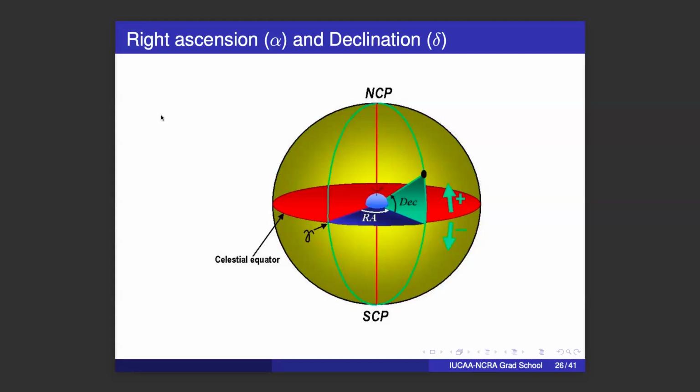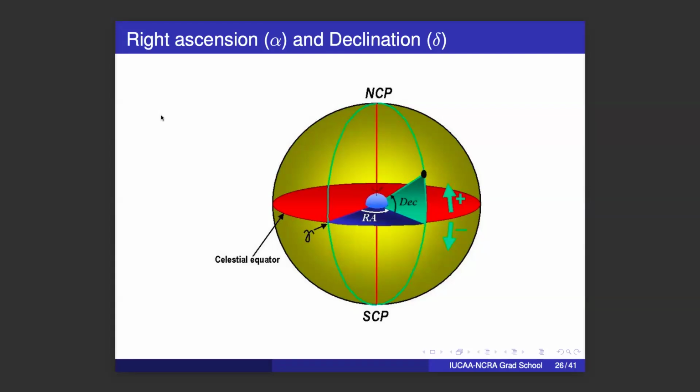Let us look at declination first. That is quite easy to understand. It is the exact analog of latitude. So just like our latitude goes from 0 degrees to 90 degrees and then 0 to minus 90, similarly, declination goes in that range. Right ascension is the analog of longitude, okay? And it goes from 0 degrees to 360 degrees. It increases eastwards always.